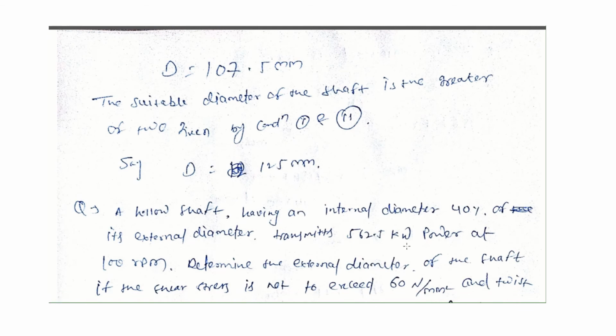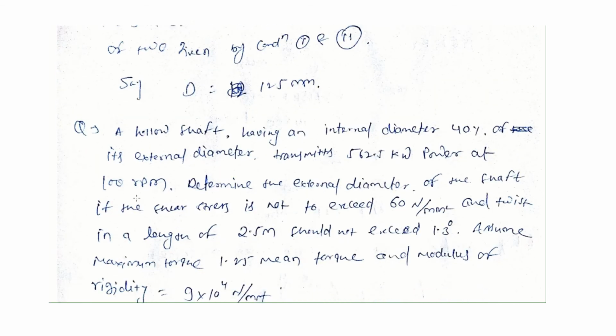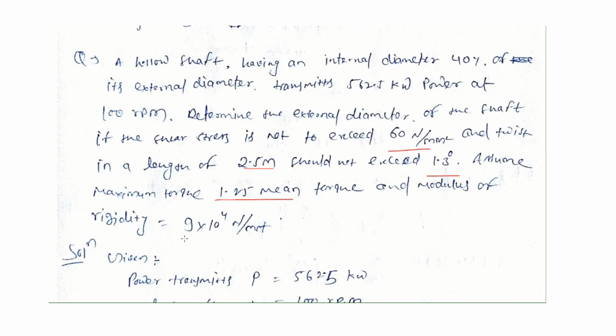Now the second question: a hollow shaft having an internal diameter 40% of its external diameter transmits 562.5 kilowatt power at 100 rpm. Determine the external diameter of the shaft if the shear stress is not to exceed 60 Newton per mm square, and twist in the length of 2.5 meter should not exceed 1.3 degree. Assume maximum torque is 1.25 of mean torque and modulus of rigidity is 9 into 10 to the power 5 Newton per mm square.